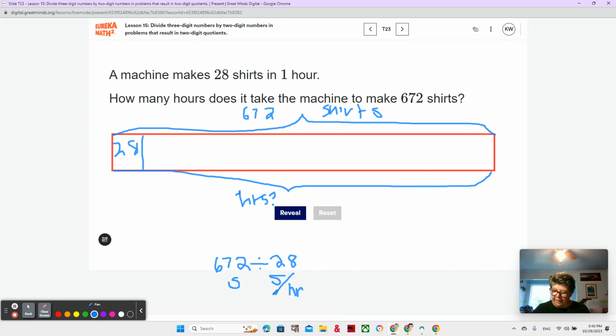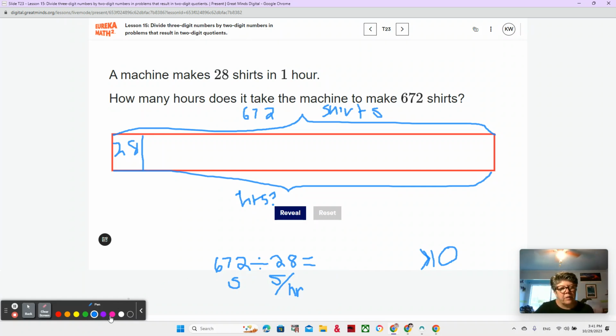Is it going to be greater than 10 or less than 10? Think about 28 times 10 would be 280, right? So that means that our quotient is going to be greater than 10, right? Because it's greater than 280. In fact, it might be greater than 20, right? Can we think of an estimate?